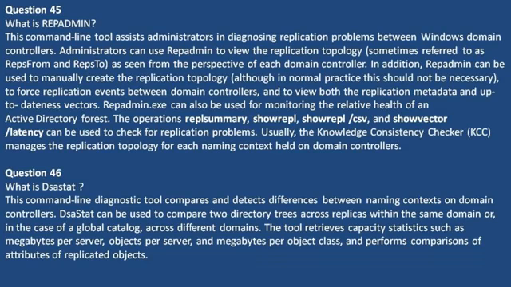Question number 46. What is DSAstat? This command line diagnostic tool compares and detects differences between naming contexts on domain controllers. DSAstat can be used to compare two directory trees across replicas within the same domain or, in the case of a global catalog, across different domains. The tool retrieves capacity statistics such as megabytes per server, objects per server, and megabytes per object class, and performs comparisons of attributes of replicated objects.